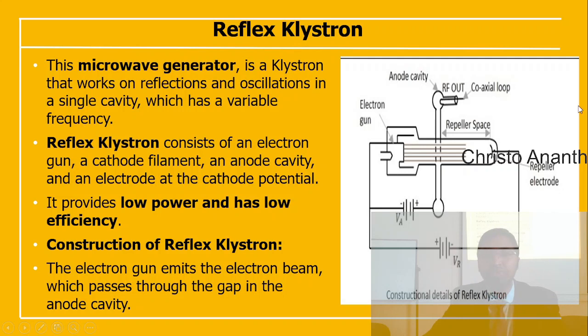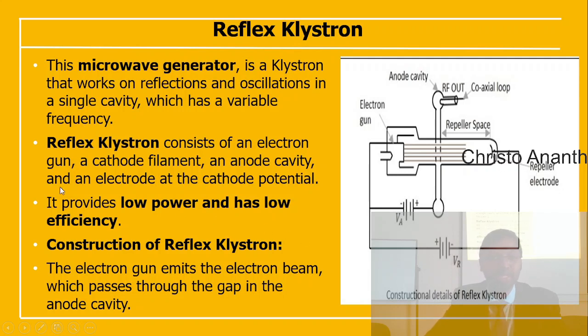Here, if you can see, we have an electron gun emitting the electron beam. Then we have the anode cavity. RF out, we have the coaxial loop here. Here we have the repeller space, the repeller electrode to collect them. Then we have the potentials VA and VR. This is the anode potential and this is the potential with regard to the repeller.